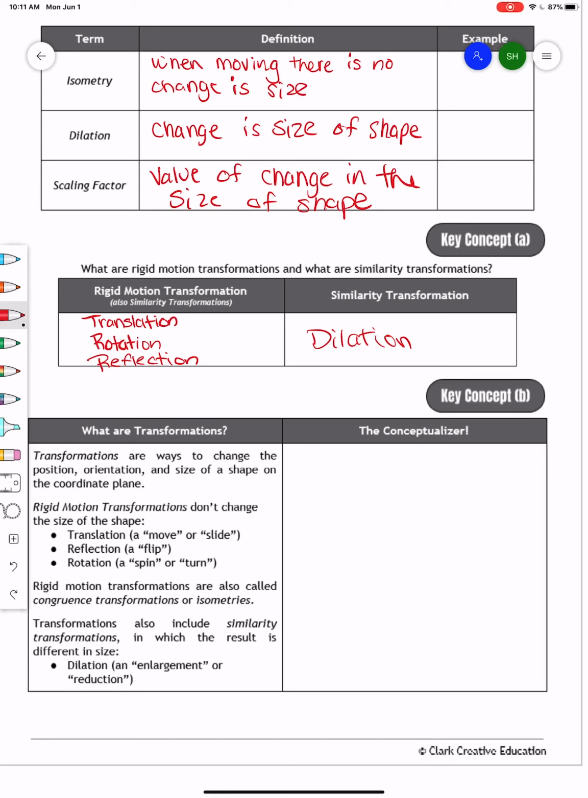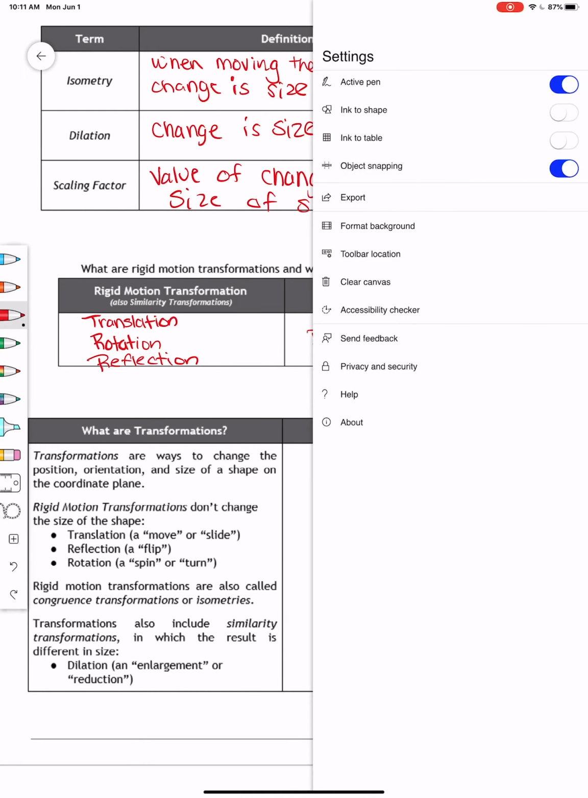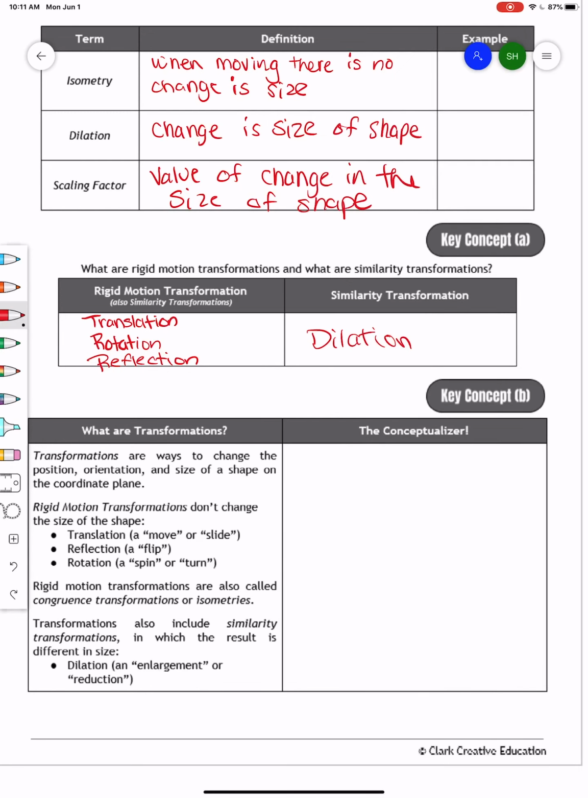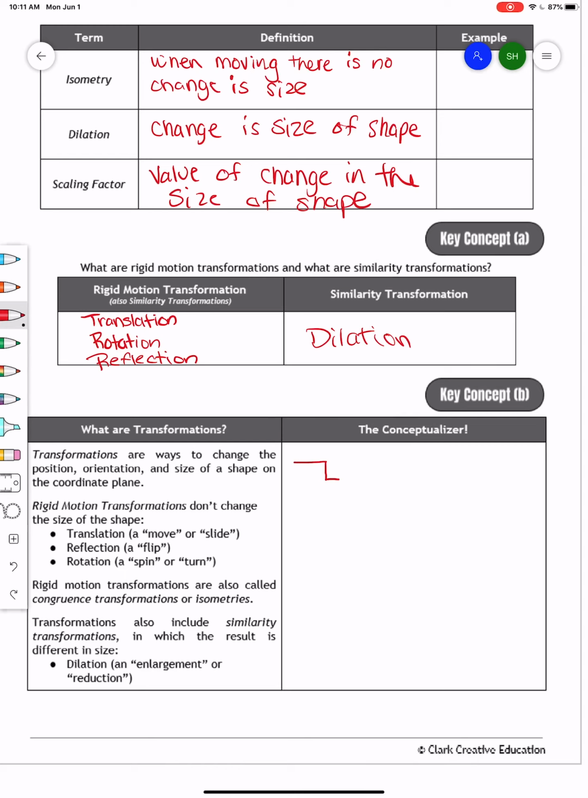So, let me see. Turn my ink to shape on. Oops. Let's see if this works. Guess not.